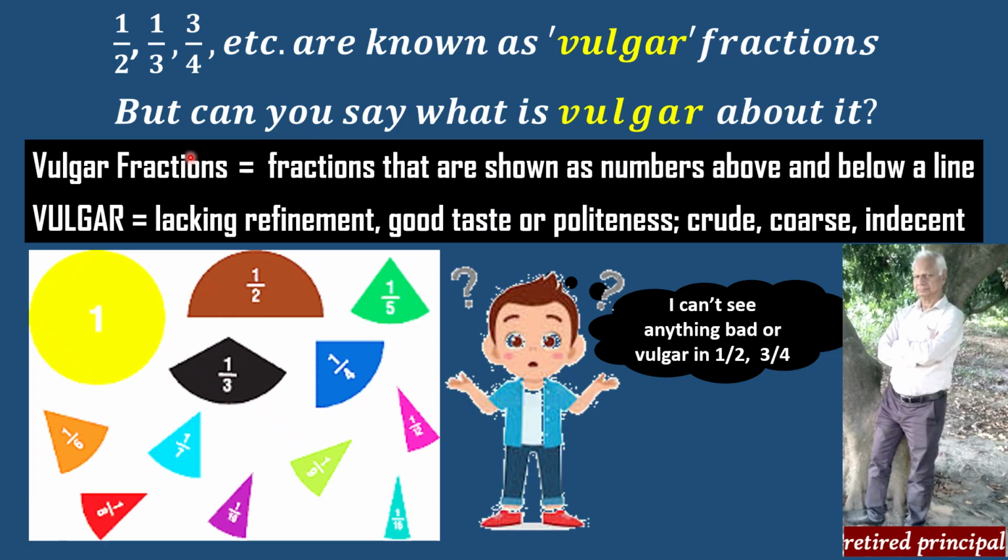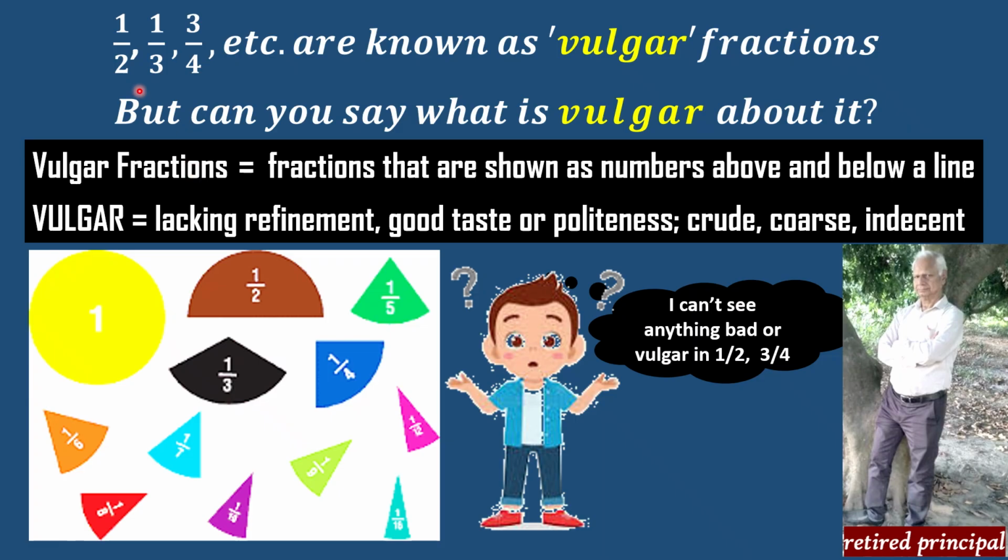Because according to the dictionary, vulgar fractions means fractions that are shown as numbers above and below a line. Numerator above the horizontal line and denominator below, two numbers separated by a line, that is called vulgar fractions. Whereas the dictionary definition of vulgar is lacking refinement, lacking good taste, lacking politeness, that is crude, coarse, indecent, bad. Always it has a negative meaning. Impolite, rude, coarse, bad, ugly.